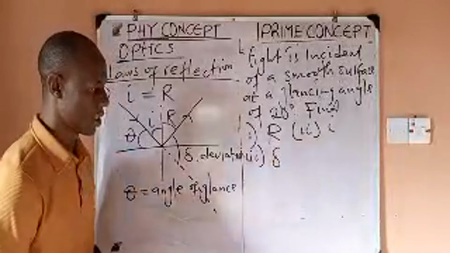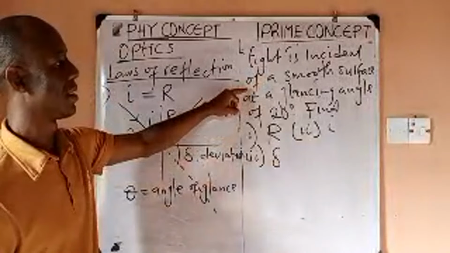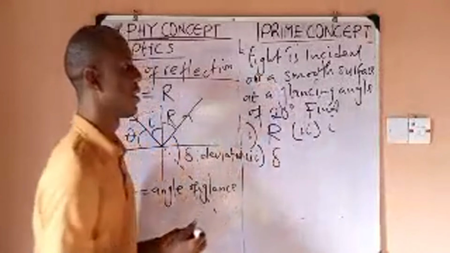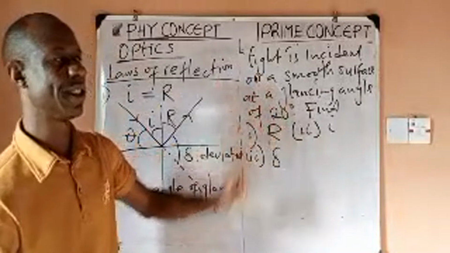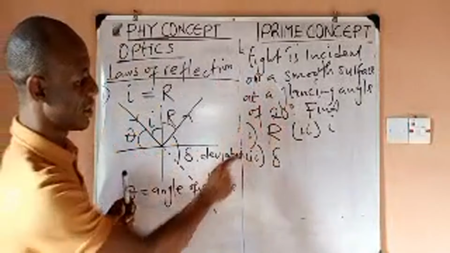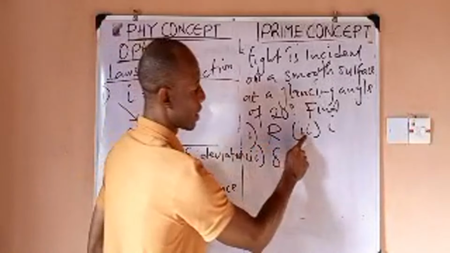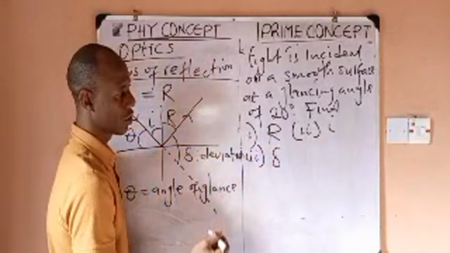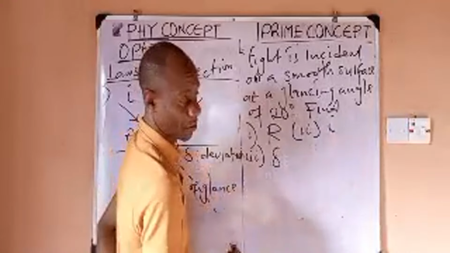Now, the question says light is incident on a smooth surface at a glancing angle of 20 degrees. Find the angle of reflection, find the angle of incidence, and then find the angle of deviation. So let's start. First of all, I will get this.